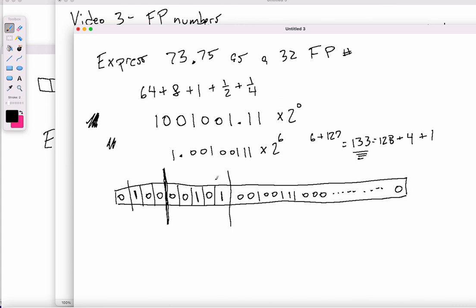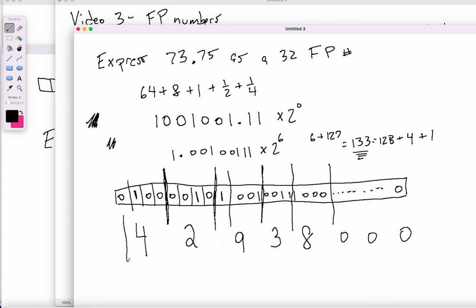1, 2, 3, 4. 1, 2, 3, 4. 1, 2, 3, 4. 1, 2, 3, 4. The rest of these are all zeros. So this over here is a 1, a 2, 4. This is a 2. This is an 8 plus 1 is 9. This is 1, 2, 3, 4. That's a 3. This is an 8. And then it looks like the rest are zeros.